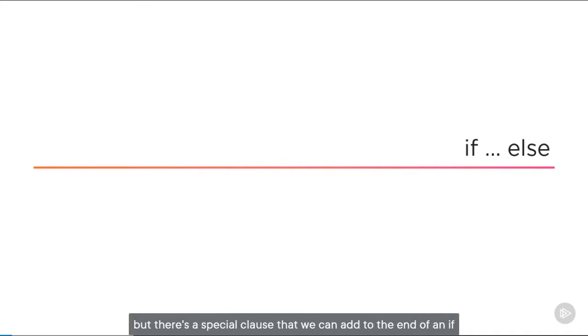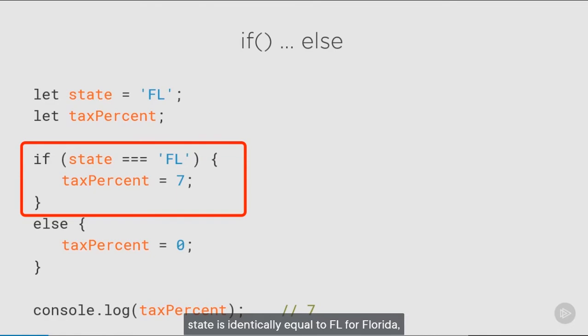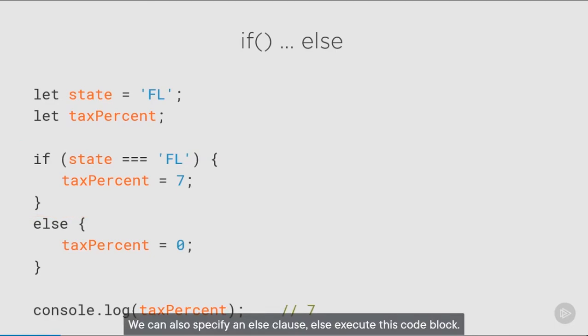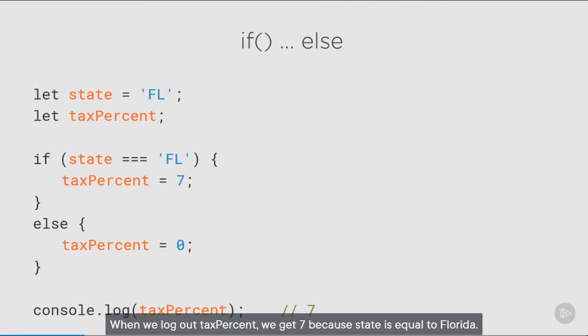We've seen the if statement, but there's a special clause that we can add to the end of an if statement where we can specify a code block that'll execute if the condition is not true. We use the else keyword. Let's see some examples. Looking at this if statement, if state is identically equal to FL for Florida, we execute this code block. We can also specify an else clause. Else execute this code block. So if state is not equal to Florida, this code block will execute. When we log out tax percent, we get 7 because state is equal to Florida.